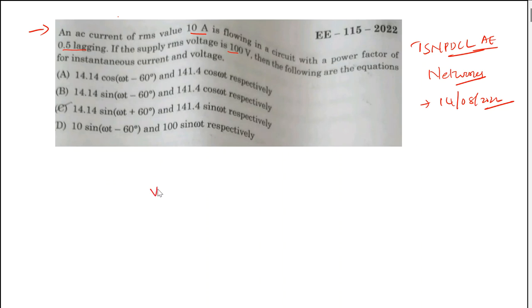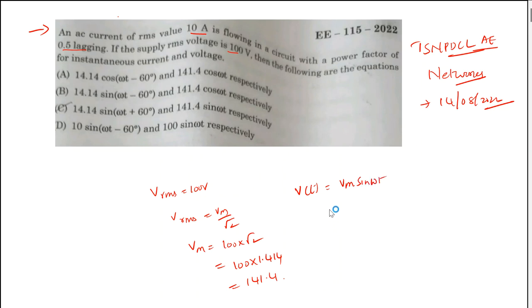So first of all, Vrms is equal to 100 volts. What's the maximum value? Vrms is equal to Vm by root 2, so Vm is equal to 100 into root 2. Root 2 means 1.414, so 100 into 1.414 is equal to 141.4. Generally, as a reference, we take it as a sine. So V of t is equal to Vm into sine omega t, so 141.4 sine omega t will be the V of t signal.